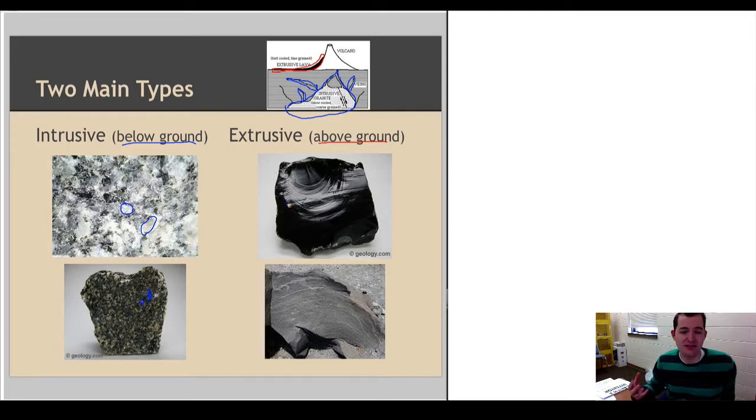Our extrusive ones, our fine grained or small grained ones, this is a rock known as Obsidian. It actually has no crystals, and it's the fastest cooling igneous rock. It basically is glass. We can't see any crystal size in them. Here's an example of one that is flowing lava. It has small crystals, but again, they're not of the size that we can see with our naked eye. So they are small crystals, extrusive, formed from lava, and above ground.